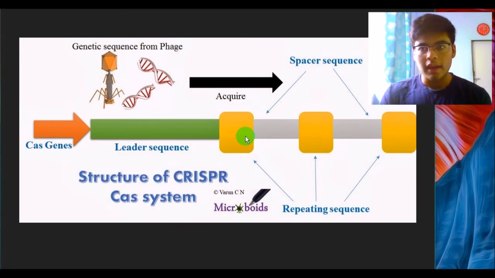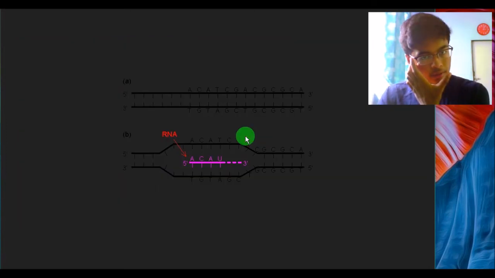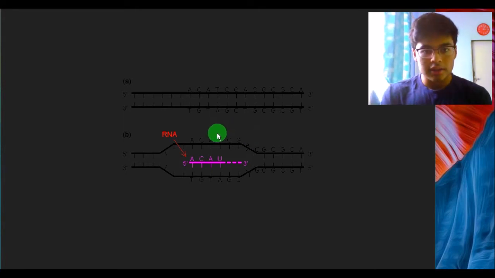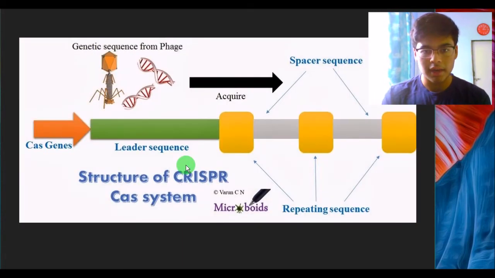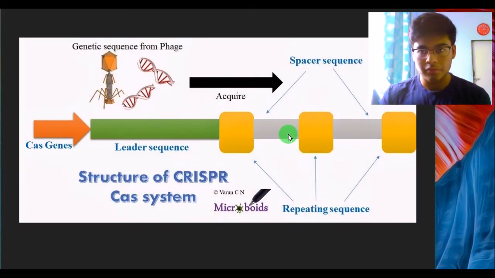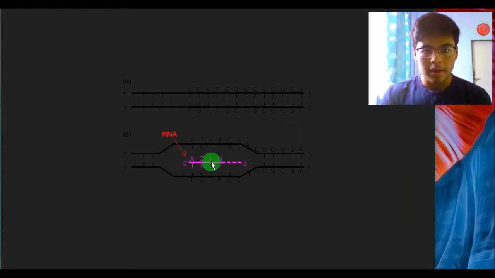So now what happens after that? The next time, if the virus affects the bacteria, it will make an RNA. Suppose this was that spacer DNA we had here, the spacer DNA of the virus. It will be unwound by an enzyme called helicase. Once it's done the unwinding, it will make a guide RNA, a tracer RNA. You have these base pairs lying around here. So it will make an RNA.